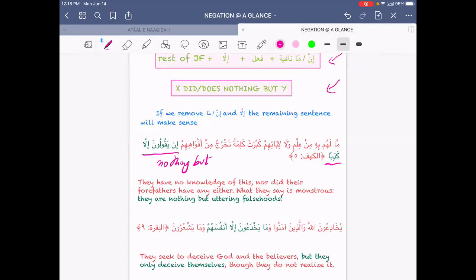Another translation of this would be, they do nothing but lie. For both ma and in, in the feminine as well? Yes. Both are nafia, so both will have the same meaning.